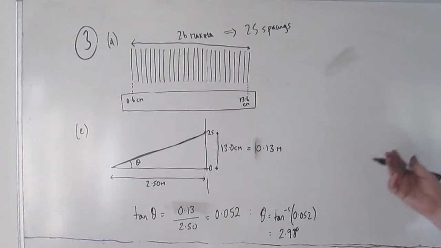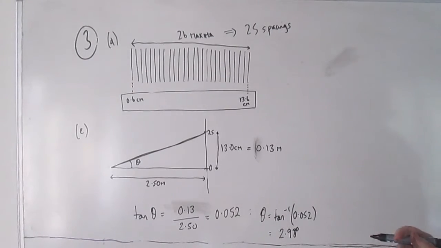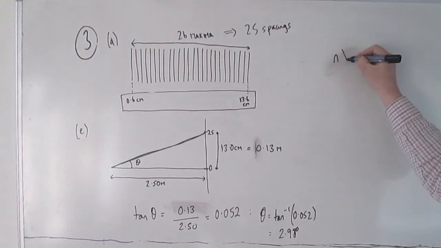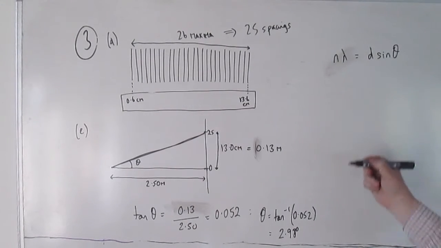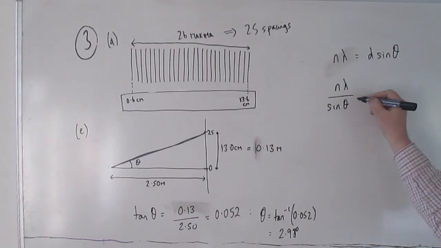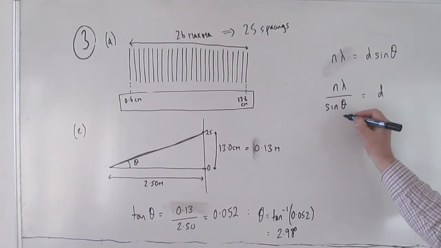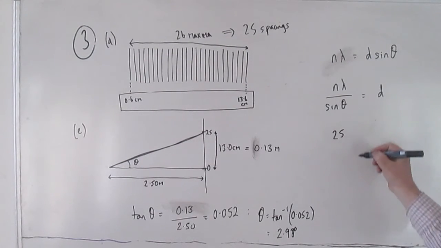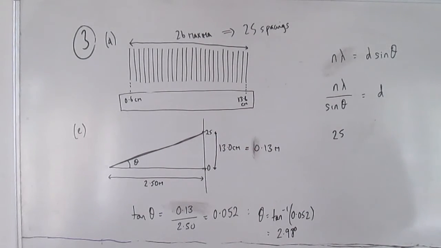So now we can use the normal equation we use for the diffraction grating to find out what d is, which is the spacing, which is what the question wanted us to find. So we have n lambda is equal to d sine theta. So n lambda over sine theta is equal to d. So we can put the numbers into that. So n is 25, because this is the 25th order image that we're measuring theta for.